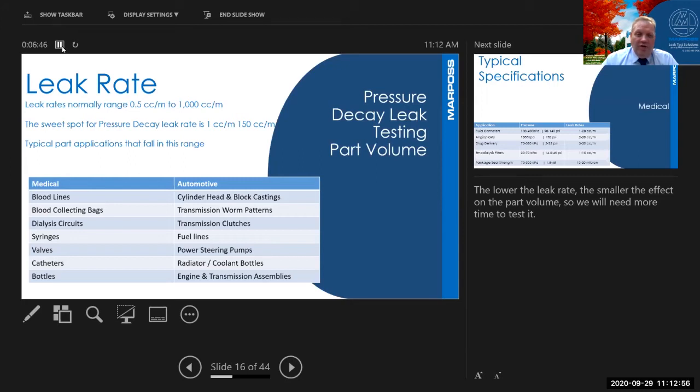And the sweet spot for pressure decay is really about 1 cc to 150 cc's a minute. I have done applications as small as 0.1 cc's a minute, but it was a very, very small volume at about a 20 PSI test pressure, okay? And sometimes it's just a matter of doing the application work before you commit to something like that.